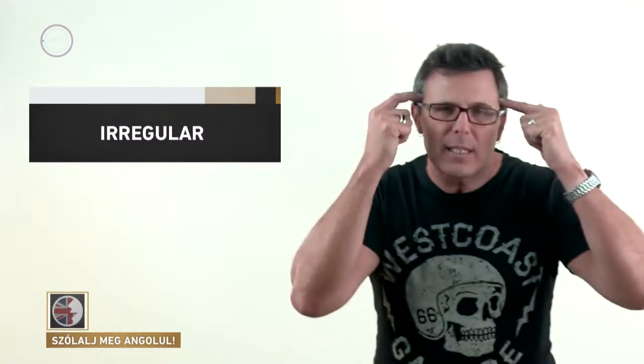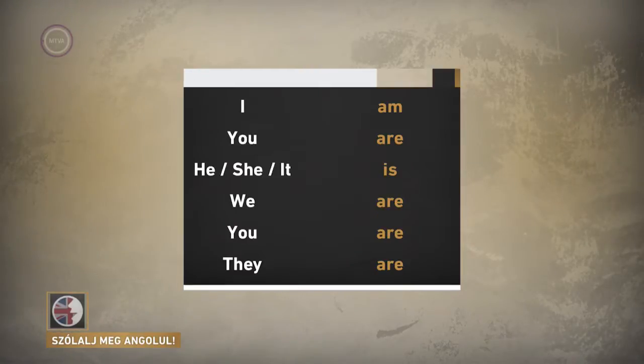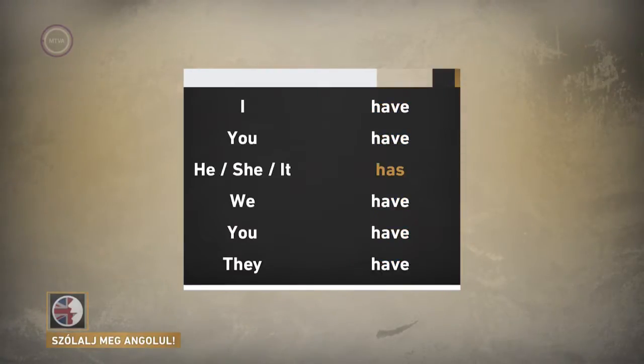Okay, that's all fine and groovy, but we also remember that some verbs like the verb to be and the verb to have are irregular. With irregular verbs, we have to learn the correct form. But that's not too difficult for us, is it? No, of course not. I am, you are, he is, she is, it is. We are, you are, they are. I have, you have, he has, she has, it has. We have, you have, they have. All right, so that's simple enough, isn't it?